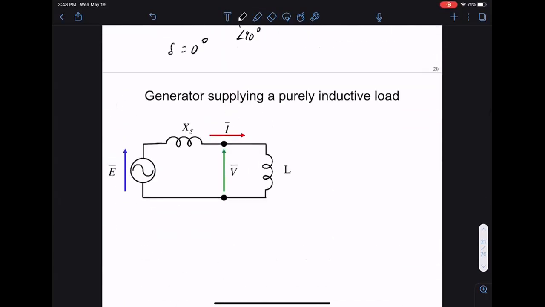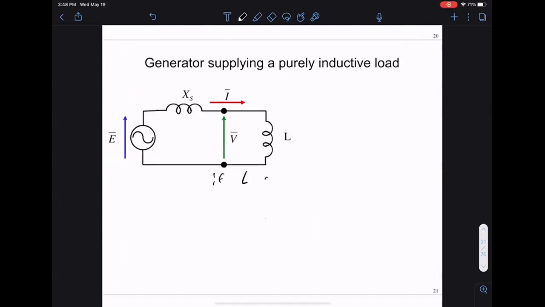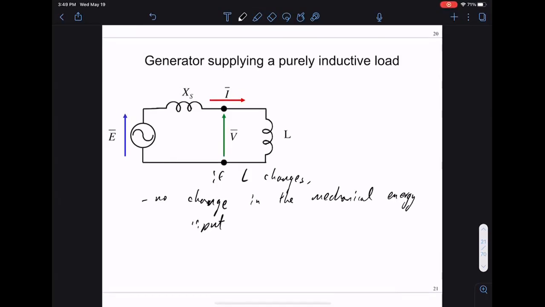What happens if you supply an inductive load is, if L changes, there's no change in the mechanical power input, because an inductive load really doesn't draw any real power. You're not doing work, so there's no mechanical power input. Thus your E changes to match the load, but your mechanical power doesn't change. So here you're supplying reactive power.